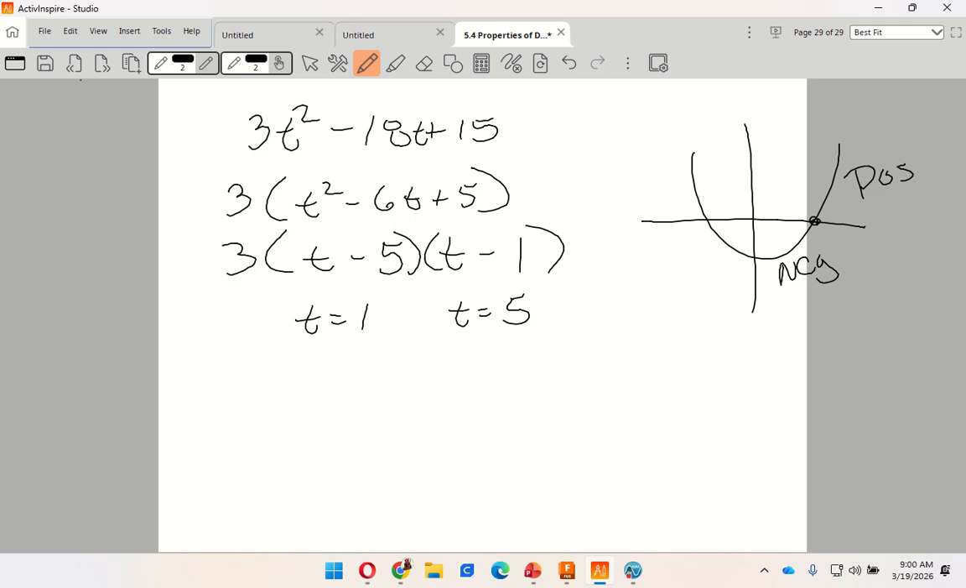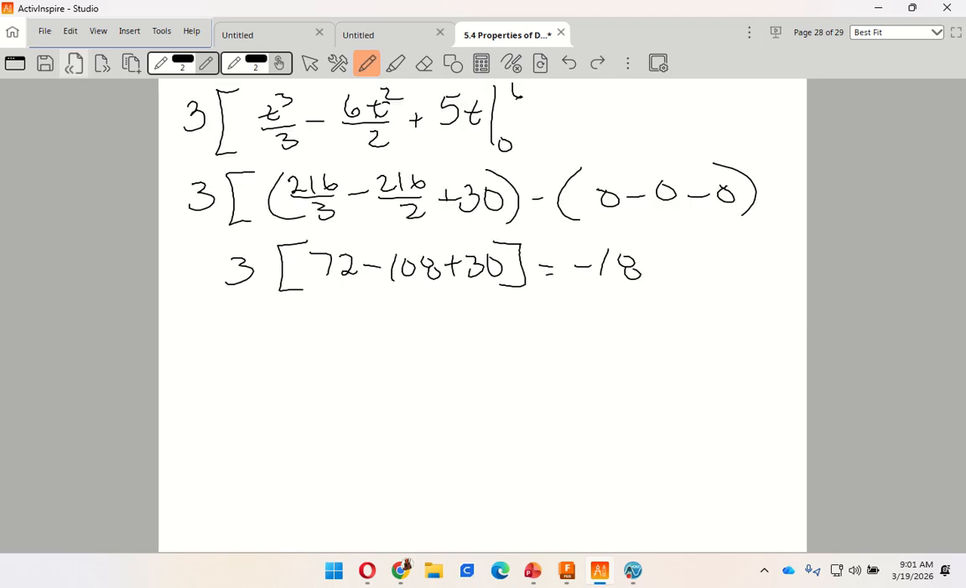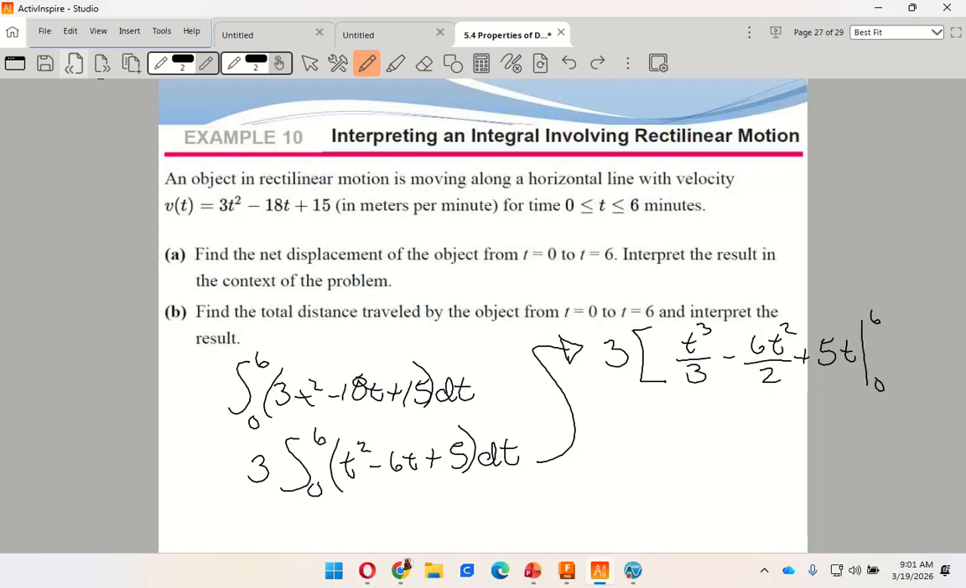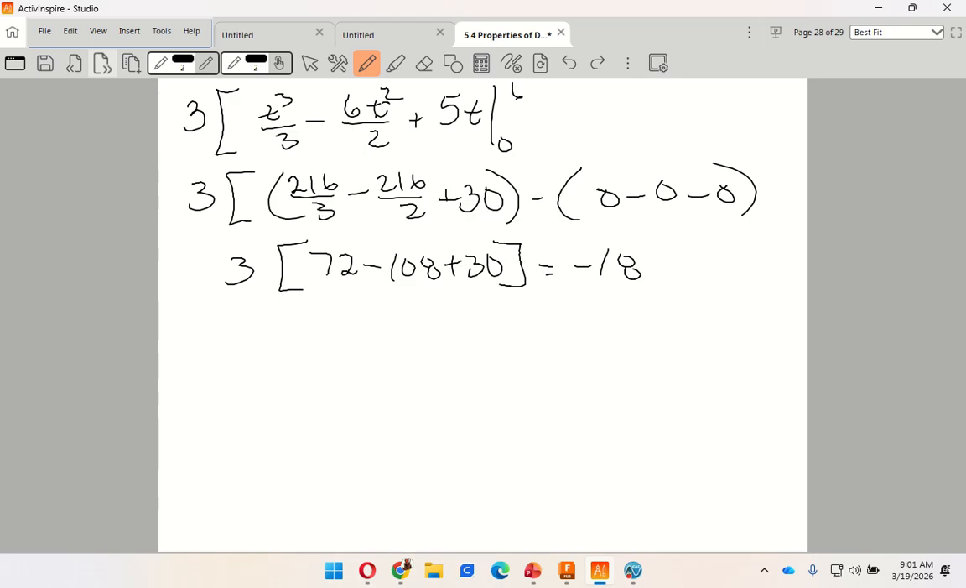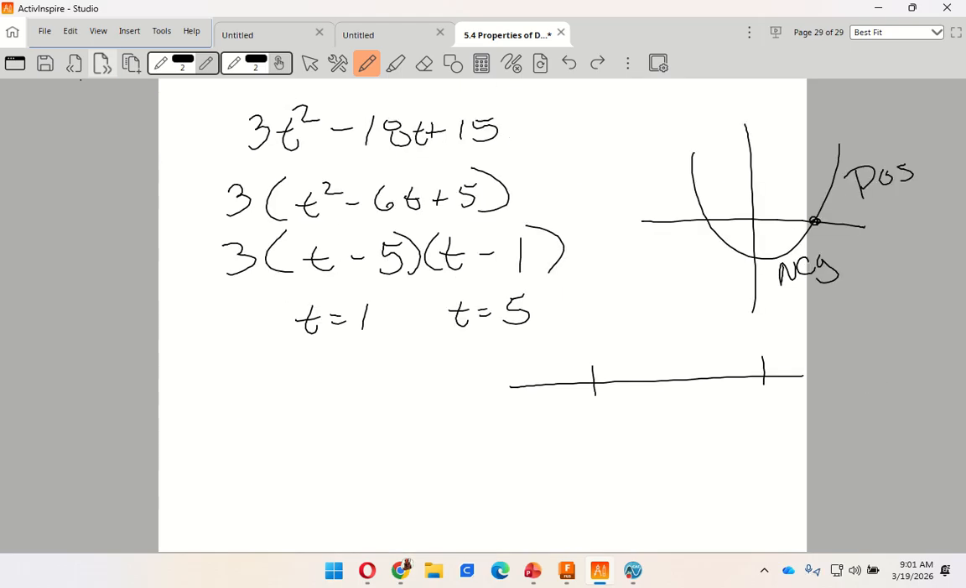So what do I do with that information? Not negative time. This is t equals 1, and t equals 5, right? Oh, okay. But are both of these within my bounds, from 0 to 6? Yes, they are. So if they're both within my bounds, I need to check.